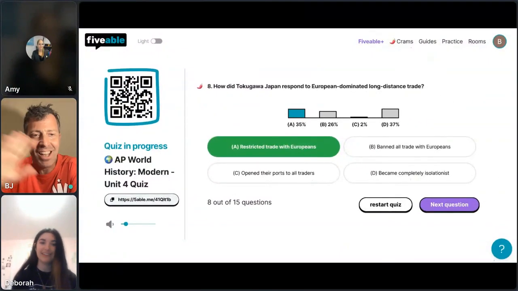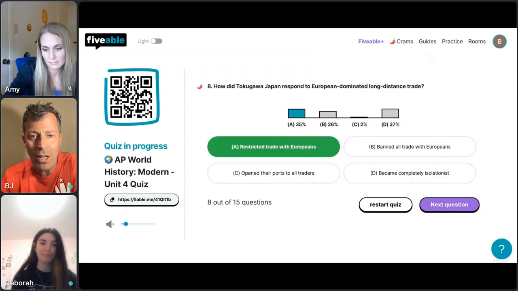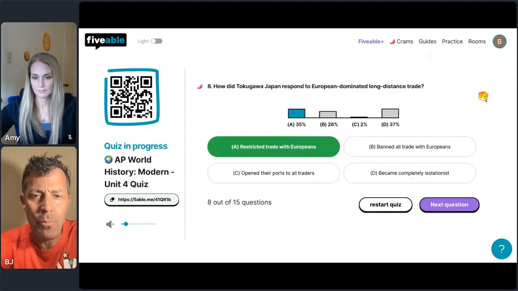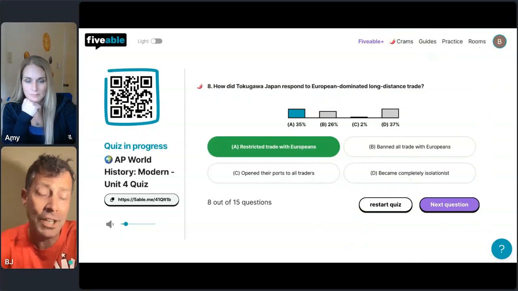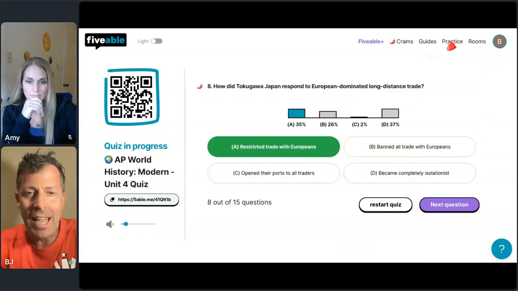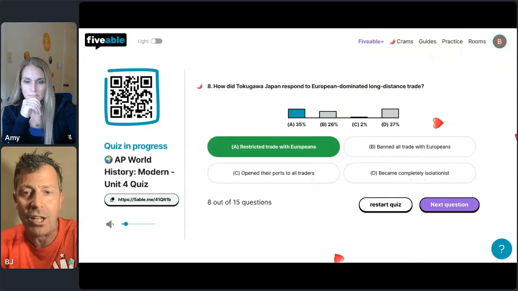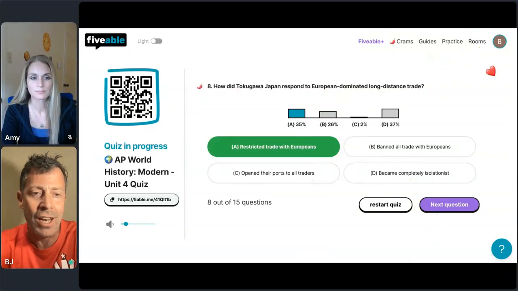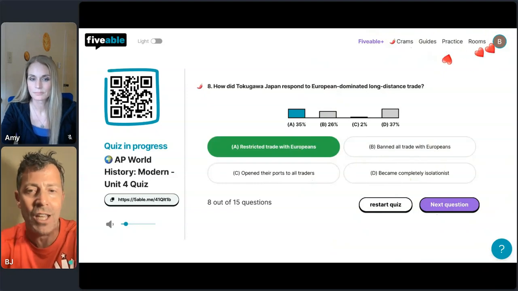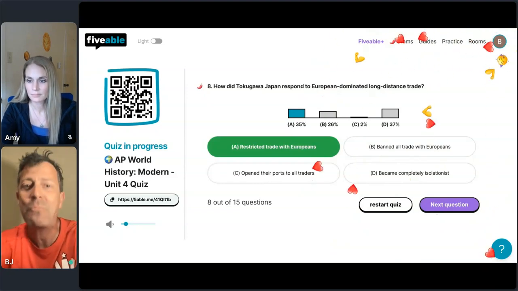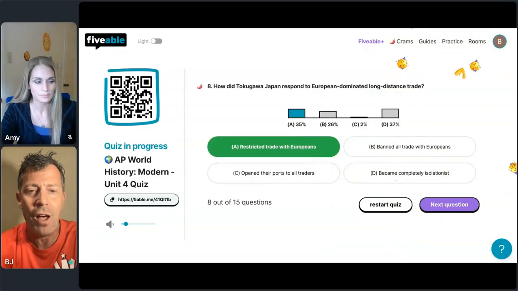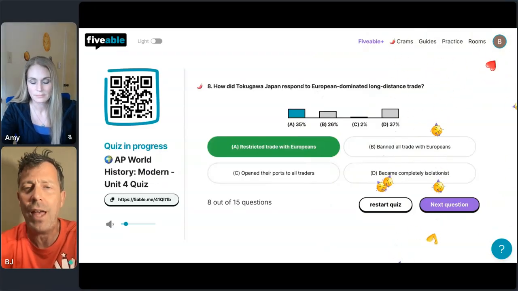I'm going to jump in and chime in about this question, which is true? Restricted trade with Europeans or became completely isolationist. At the end of the day, AP won't use overly absolute phrases like completely, because that would be 100%, and we don't do that in history because there's always the anomaly, there's always the outlier. All right. So we're going to jump right back into our slideshow and head to Unit 5. I will go ahead and share that.